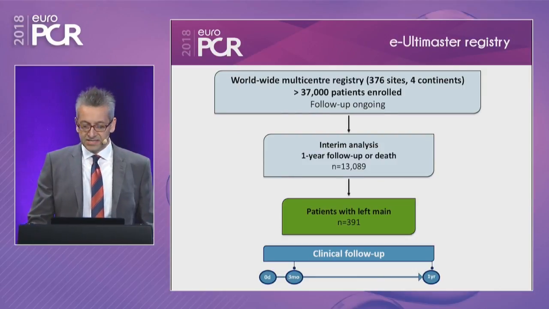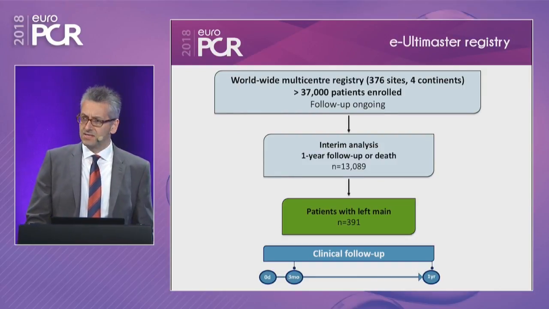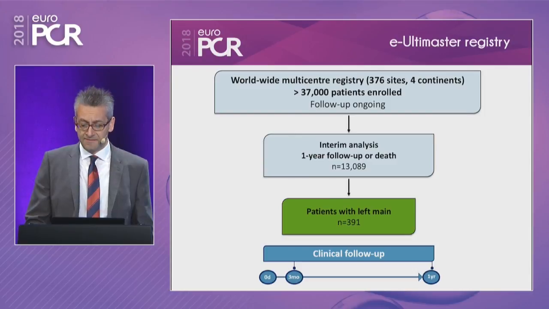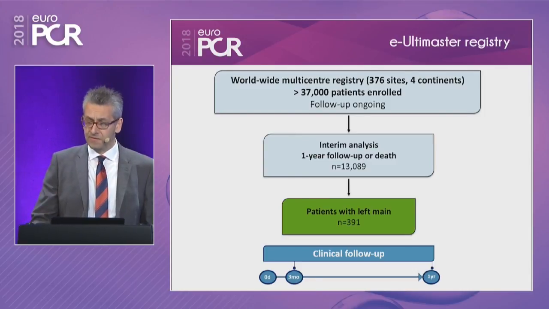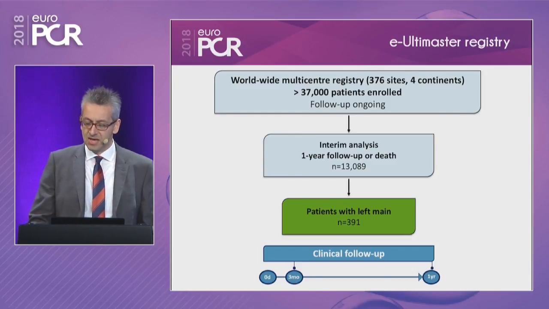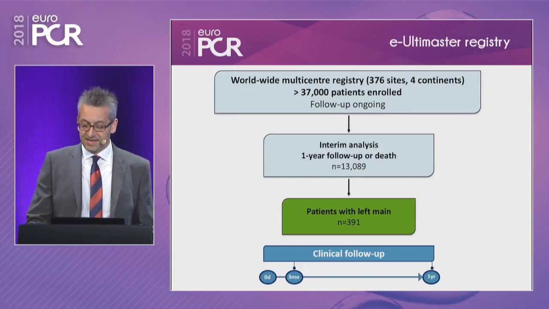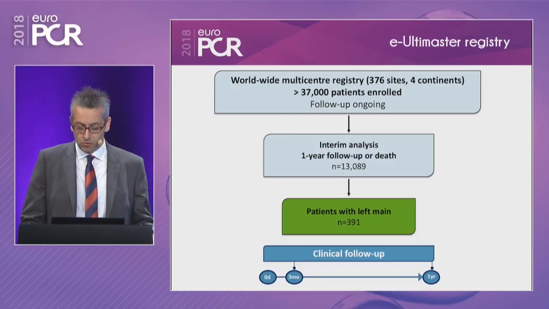So what is the data that underlies the use of the Ultimaster stent in bifurcations and left mains? Well, this is a worldwide registry of over 37,000 patients where follow-up is still ongoing. The registry is closed, and the interim analysis has over 13,000 patients with 1 year follow-up for death. The left main stem cohort was close to 400 patients. This is a very large cohort to show the efficacy of this platform.